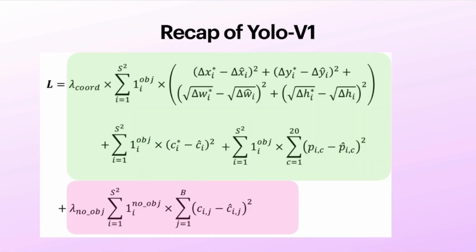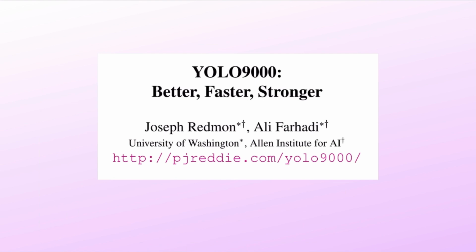And this is the loss function. This green component is the loss for the grid cells which have an object, and this is for the grid cells which do not have an object. That's all. This is the quick recap of YOLO-V1. You can go through my previous video for a deeper understanding of YOLO-V1.